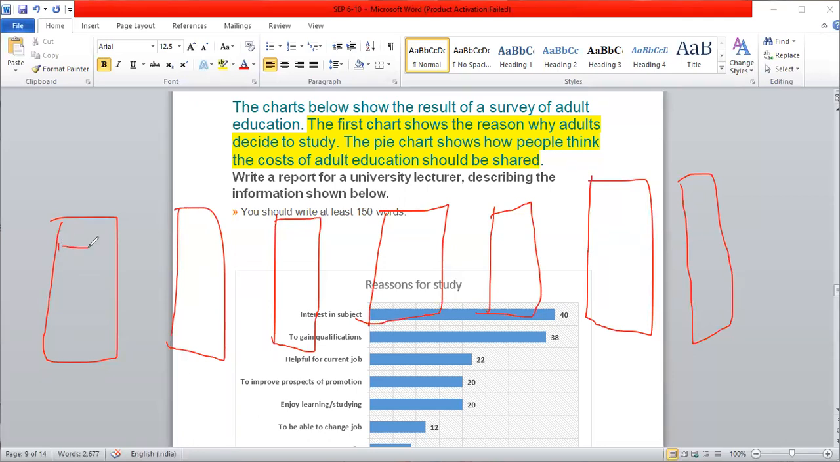Question number 1, interest in study. Question number 2, to gain qualification. Question number 3, helpful for the current job. Question number 4, improve prospects for promotion. Question number 5, enjoy learning or studying. Question number 6, to be able to change job. Question number 7, to meet new people.